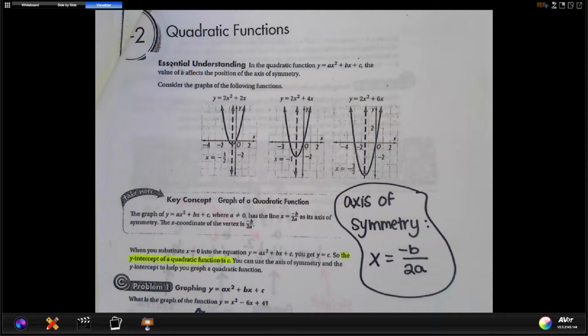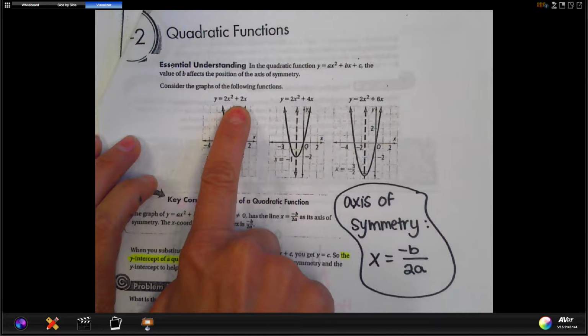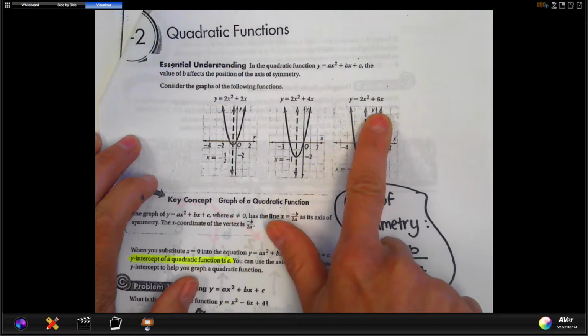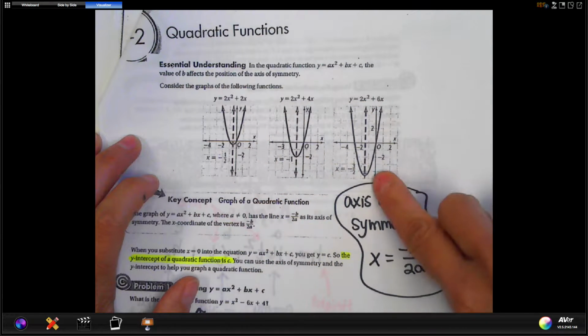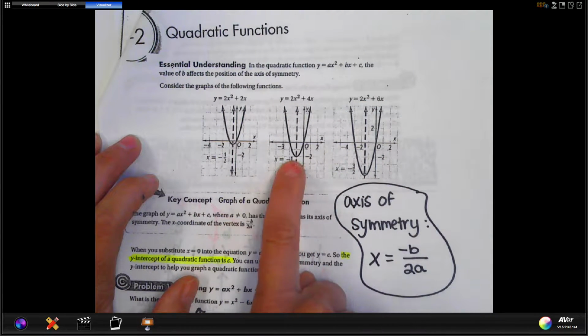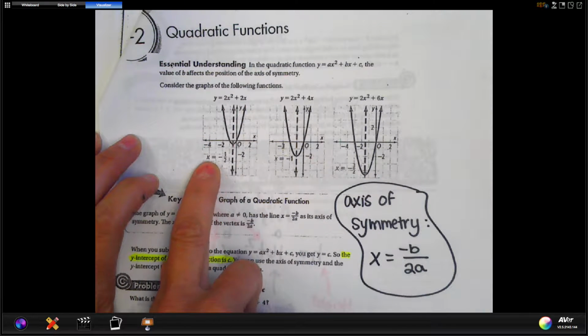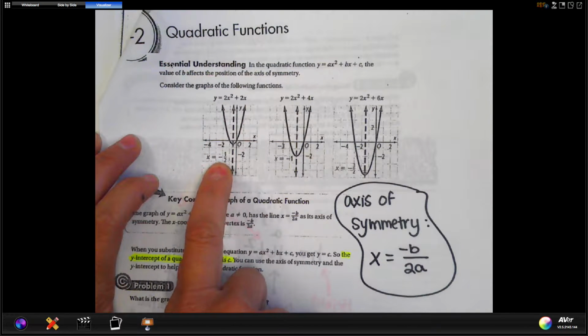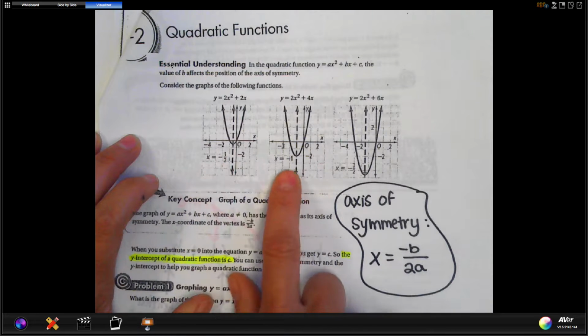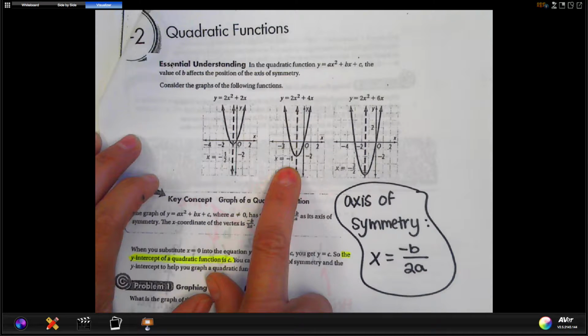Now, realize that the b value right here is 2, right here it's 4, and right here it's 6. But that is not where that axis of symmetry is. So the b value is 2, but the axis of symmetry is at -1/2, okay? The b value is 4, but the axis of symmetry is at -1.